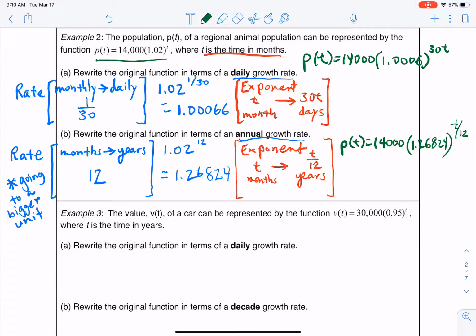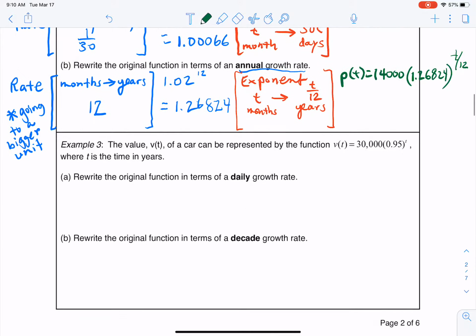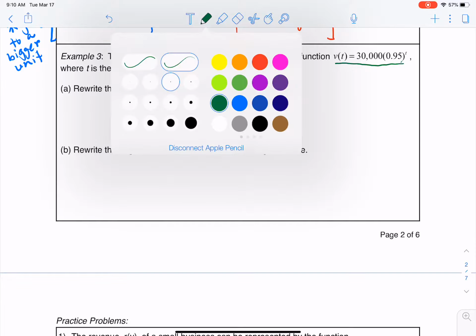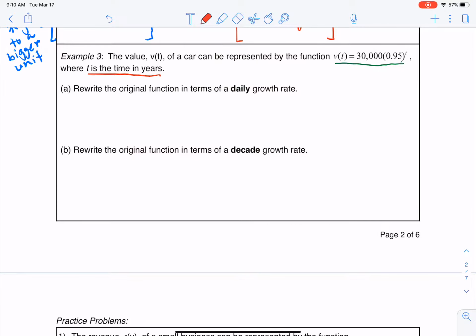All right, take a minute to write that down if you need to. You can pause the video. And we have one more example in this section. The value v of t of a car can be represented by the function v of t equals 30,000 times 0.95 raised to the power of t. And here we're told t is the time in years.